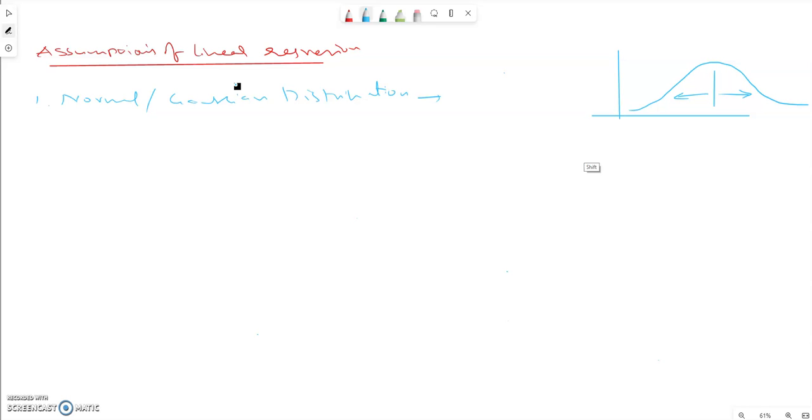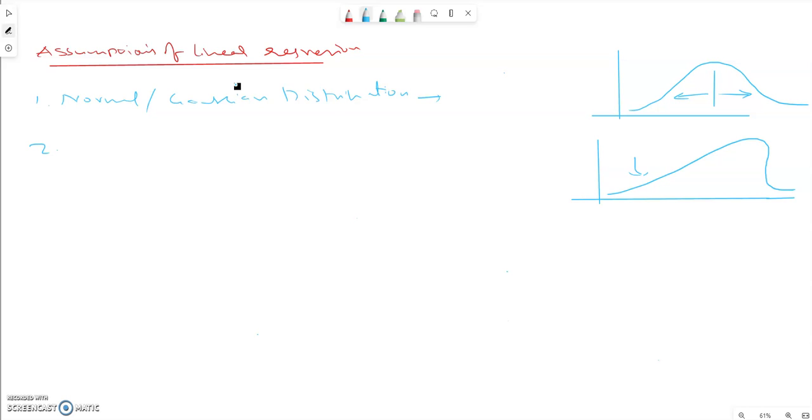Now, suppose we don't have our data normally distributed. Suppose let us say that we have data something like this, right? Now, in this case, we need to apply some methods where we can bring such kind of data to the normal distribution. Then only our model will get trained well.